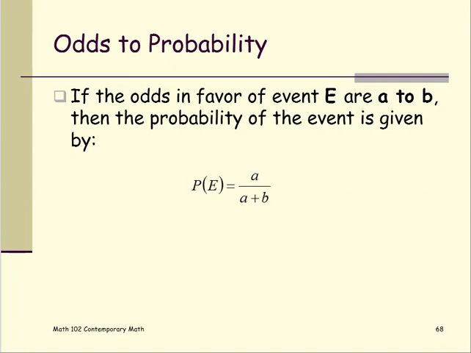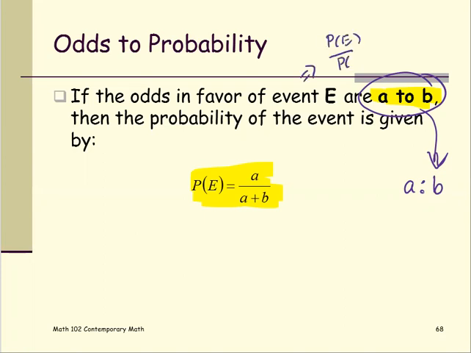Odds to probability. If the odds in favor of an event E are A to B, then the probability of the event is given by P of E equals A divided by A plus B. From the part of the odds in favor of event E as A to B, recall the odds in favor is P of E divided by P of not E.